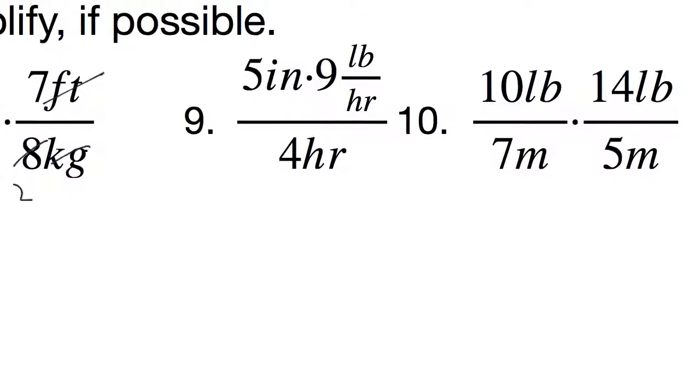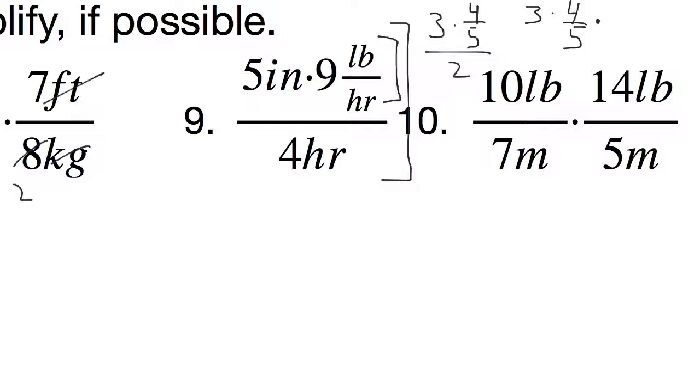Number 9, 5 inches times 9 pounds per hour divided by 4 hours. So really the tricky thing here is that you've got a fraction inside a bigger fraction. How do you deal with that? It's kind of like if we had 3 times 4/5 all divided by 2. Well, that would really be the same thing as 3 times 4/5 times 1/2. So you notice this 2 got brought out to be like that.